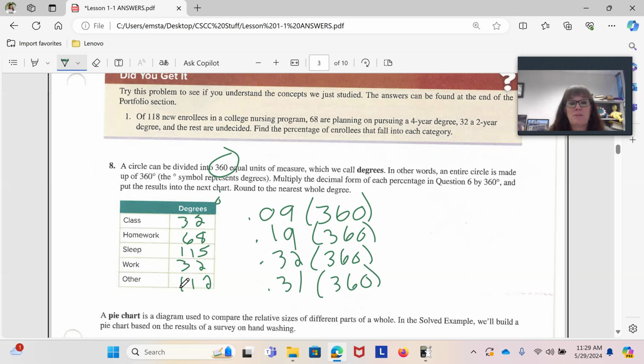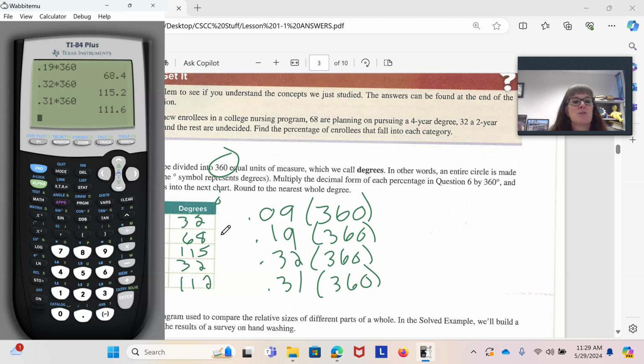Now, what should these add up to be? They should add up to be pretty close to 360. So let's see how close we were. 32 plus 68 plus 115 plus 32 plus 112 is 359. I'm happy with that. That's close enough. It's because of the rounding we're doing. We did a lot where we rounded a little bit lower. It had a decimal point, so I'm good with that.